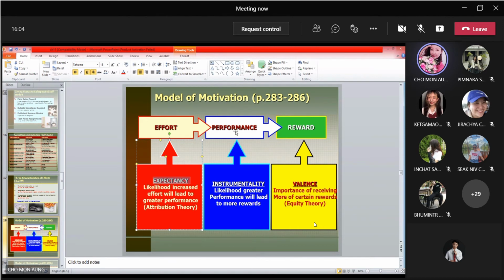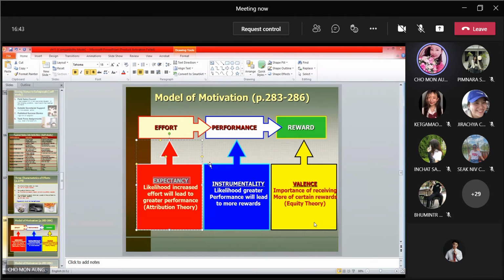Now, when we come to performance and reward, the relationship between performance and reward is like this: when we get better performances, we can expect the reward. When our performances are better and better, then we can receive more and more. We call that relationship instrumentality. There is a likelihood that greater performance will lead to more reward.